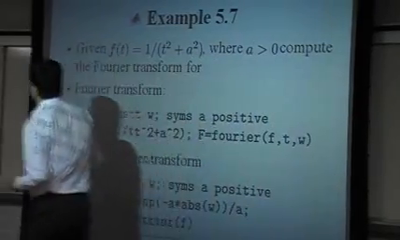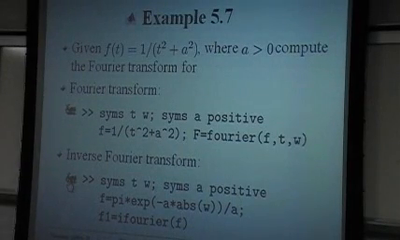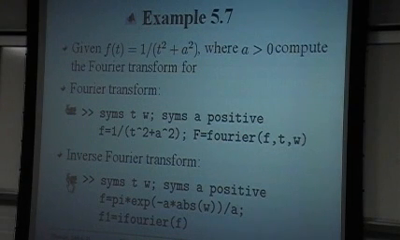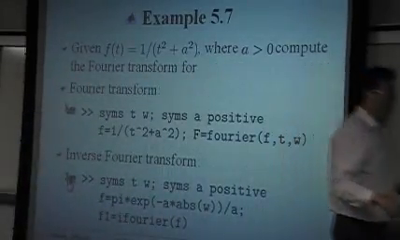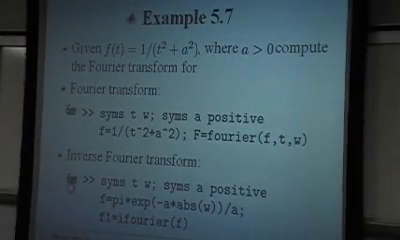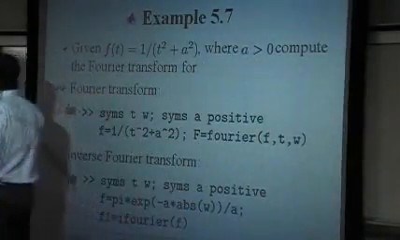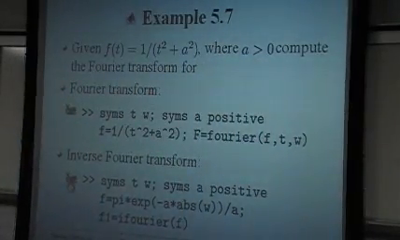Sorry, I made a mistake here. It should be the absolute value of X omega. Not A, it should be omega. Then A should be positive. A itself is positive, so I made a mistake. The final result should be this one.